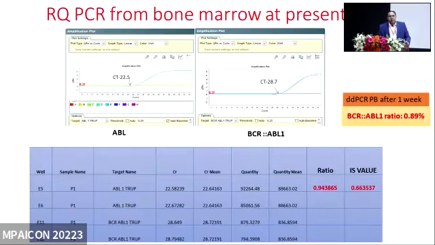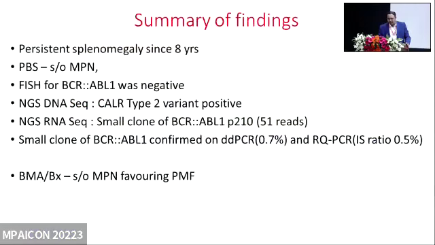The patient followed up 1 week after the marrow, and we took peripheral blood and performed a ddPCR. ddPCR again showed a small clone of 0.89% BCR-ABL. To summarize: persistent splenomegaly since a long time, PBS suggestive of MPN, bone marrow suggestive of primary myelofibrosis, and NGS showing a CALR type 2 variant with a small clone of BCR-ABL. This clone was not a false positive. It was confirmed by 3 orthogonal platforms.